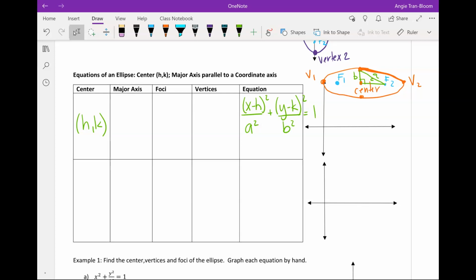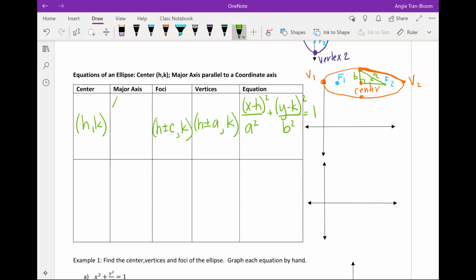All right, let's find the vertices. If this is the center, somewhere at h comma k, how do we get v1 and v2? Is h changing or k changing? h is changing. Changed by how much? An a value, isn't it? So you either add a or subtract a. So it's h plus or minus a comma k. Foci, similarly, is changing by how much? A, B, or C? C. So plus or minus c comma k.